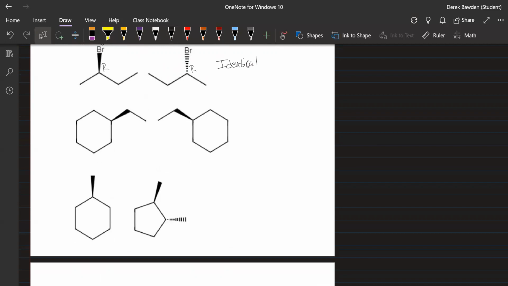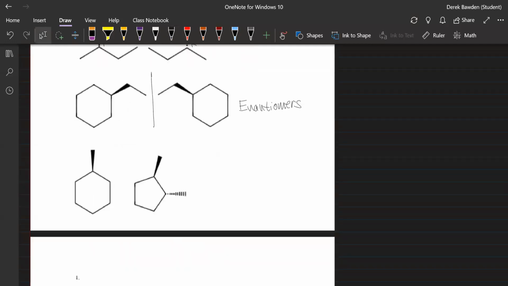I think they're enantiomers, right? Because they are non-superimposable mirror images. If you held a mirror up to this molecule, this is exactly what you'd see. Off to the side of this molecule, you'd see that right in the mirror. You can't superimpose these, so these are non-superimposable mirror images of each other. All right, this last two.